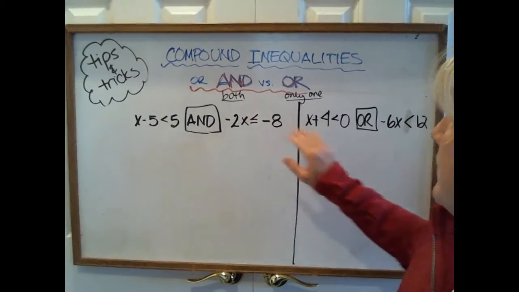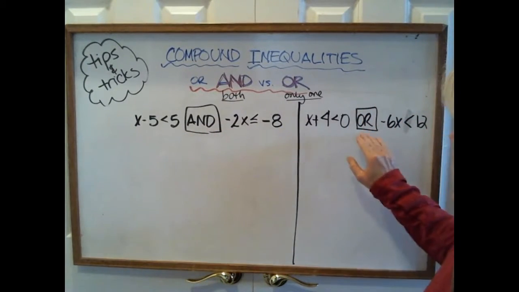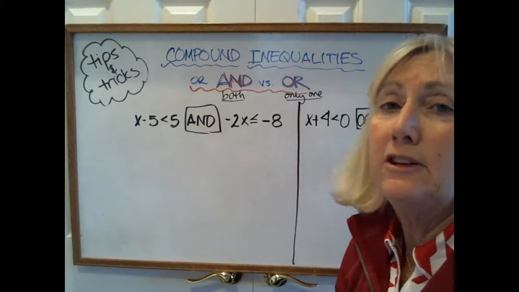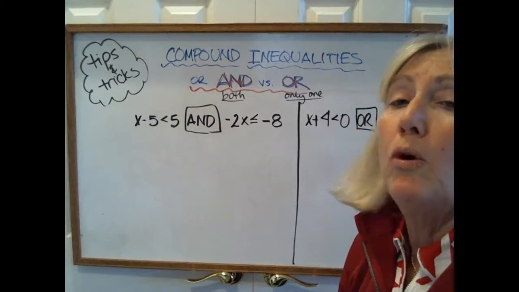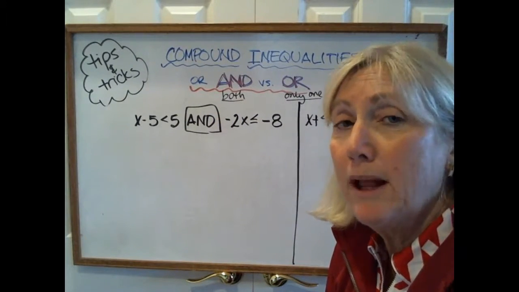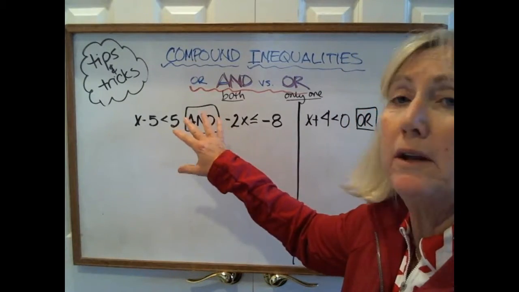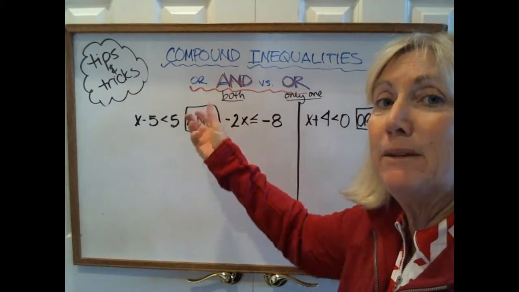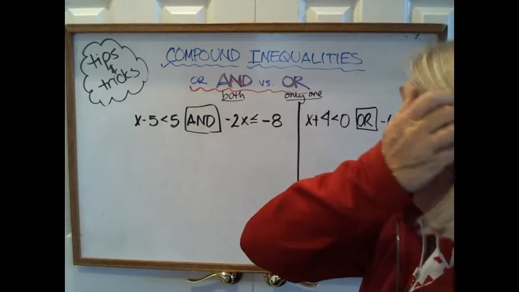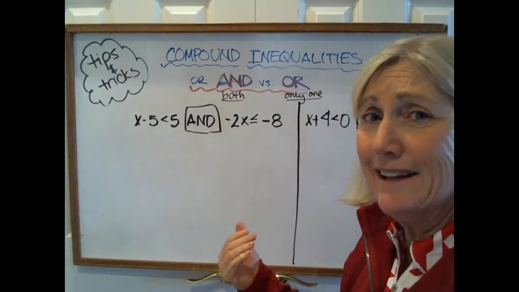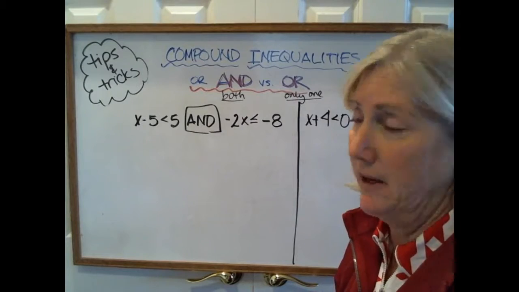So I have two examples here. One is an "and" and one is an "or". One of the things you need to remember when you divide or multiply by a negative number with inequalities, you need to remember to flip the sign over. If you're just subtracting, you do not flip the sign over.